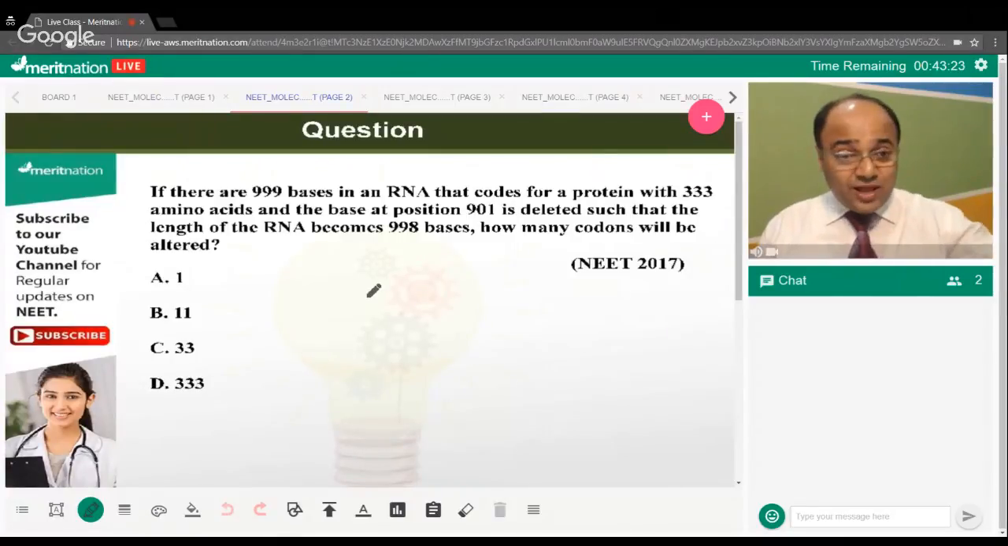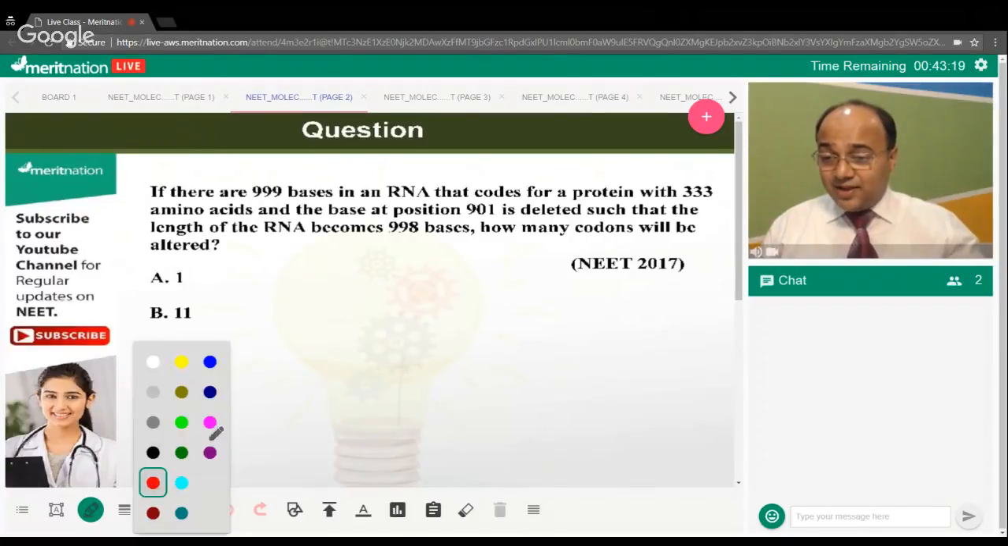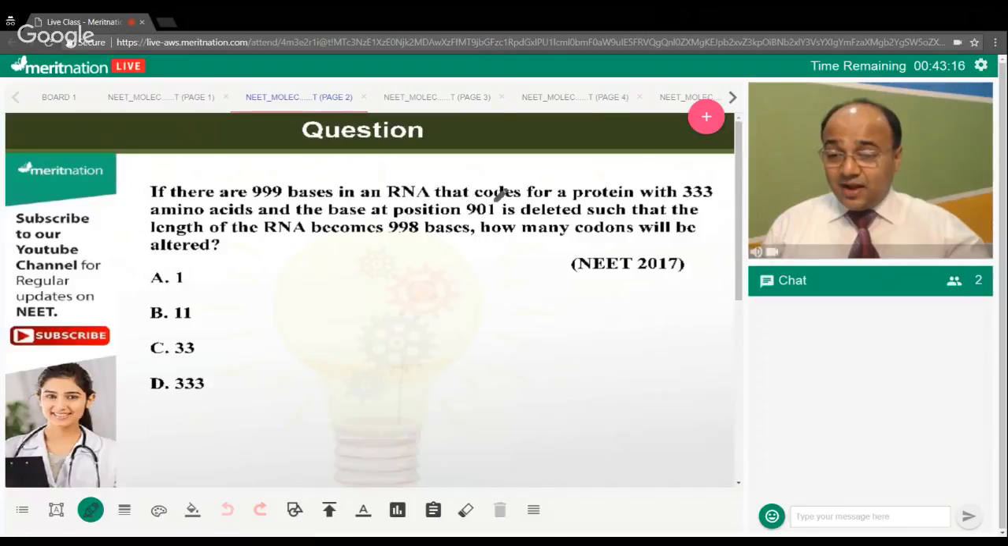Okay, so here comes the first question of the day. If there are 999 bases in an RNA that codes for a protein with 333 amino acids and the base at position 901 is deleted, okay, so that the length of the RNA becomes 998 bases, how many codons will be altered? I guess many of you or almost everyone knows the answer here.